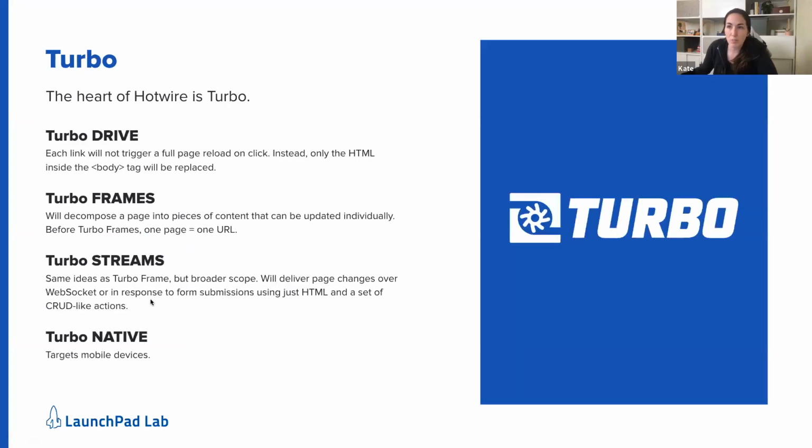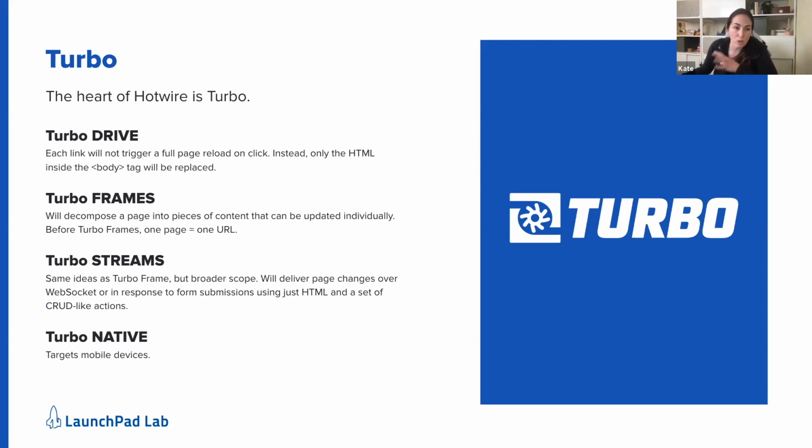So, diving a little bit deeper into Turbo, this is the heart of Hotwire. There are multiple parts of Turbo: Turbo Drive, Turbo Frames, Turbo Streams, and Turbo Native. With Turbo Drive, each link will not trigger a full page reload on click. Instead, only the HTML inside the body tag will be replaced. Turbo Frames will decompose a page into pieces of content that can be updated individually.